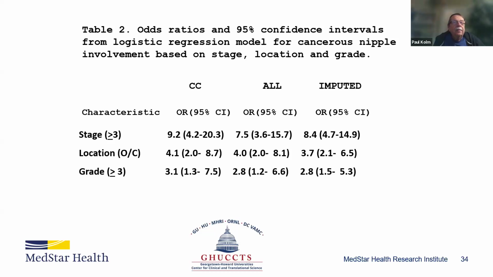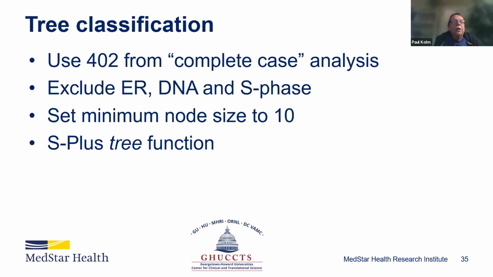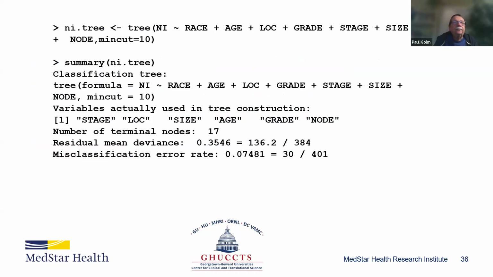So we're going to then do the tree classification to compare our results with this, but we're going to just do the complete case analysis. And in this case, we're going to set our minimum node size to 10. In the other, we had tens of thousands of patients. Here we only have 400. So our minimum node size is going to be 10.